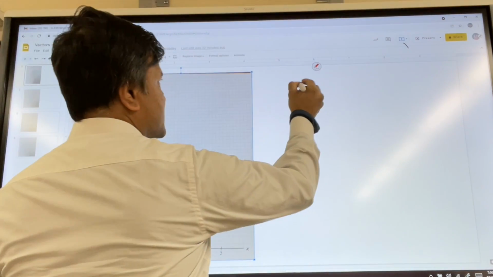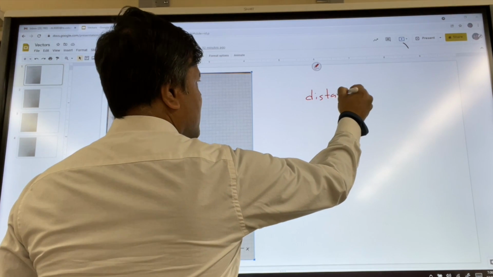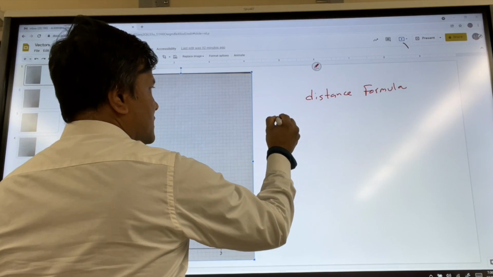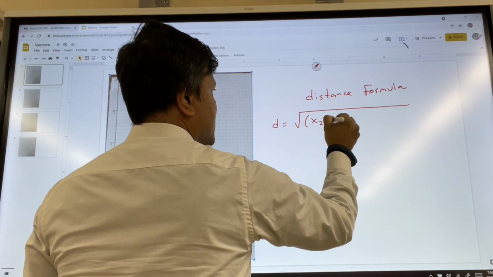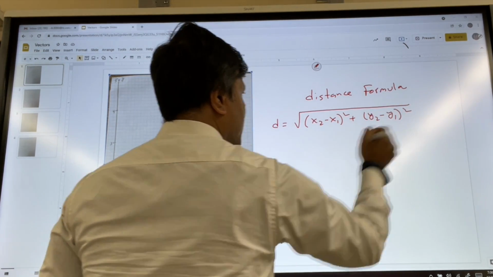All right, now we're going to use the distance formula. So to remind you, this is the distance formula: d is equal to the square root of x2 minus x1 squared plus y2 minus y1 squared.